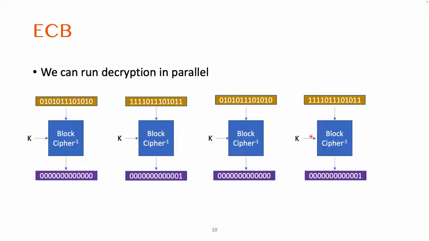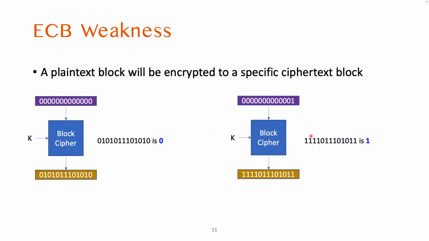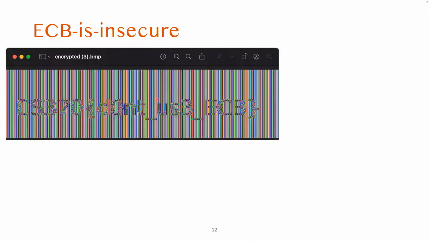So ECB looks good because we can encrypt and decrypt arbitrary data, and we can also run the encryption and decryption in parallel. But the problem is that ECB will leak the patterns of the plain text into the ciphertext. The specific problem is that if we encrypt 0, then 0 will be encrypted to the same fixed message at all times. And if we encrypt 1, that will be encrypted to a fixed pattern of message, which will never change. That's why this kind of phenomenon happens.